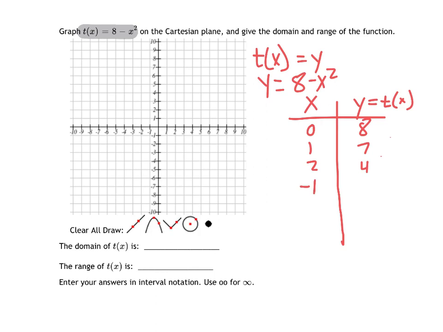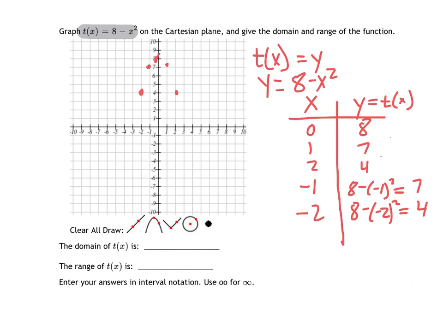So we have some points. First of all, let's graph these. We've got 0, 8. We've got 1, 7. And we've got 2, 4. And then if we plug in a couple more points, we've got 8 minus negative 1 squared. Now this is important: you have to put that in parentheses. Negative 1 squared is 1, so 8 minus 1 is 7. And if we plug in negative 2, 8 minus negative 2 squared, that's 8 minus 4, which is 4. So we get the point negative 1, 7 there, and the point negative 2, 4 right there.